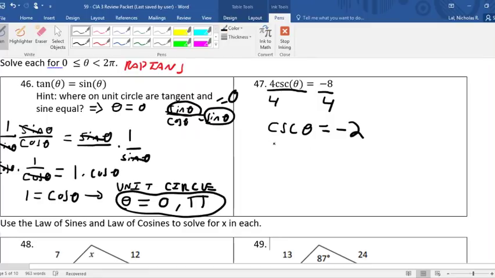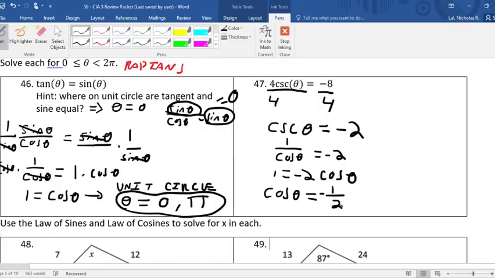So I can say, manipulating the sine over cosine, 1 over the cosine of theta equals -2. 1 is equal to -2 times the cosine of theta. The cosine of theta is equal to -1/2. And from the unit circle, when is the cosine of theta -1/2?